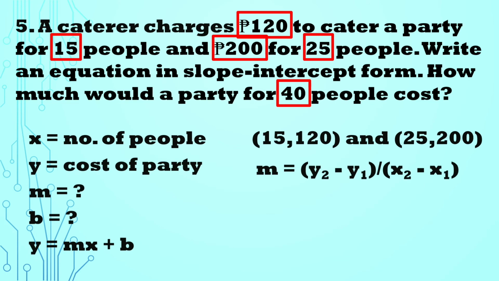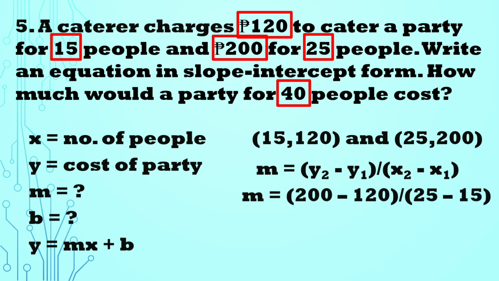So, para mahanap natin si slope, which is y sub 2 minus y sub 1 over x sub 2 minus x sub 1. So, pasensya na kung ating formula ay naka-horizontal. Kasi pagka naka-vertical, ang hirap i-type eh. So, okay na yan. So, palitan natin yung ating formula gamit yung ating mga coordinates. So, ang ating y sub 2 ay 200 at ang ating y sub 1 ay 120. Ang x sub 2 natin ay 25 at ang x sub 1 natin ay 15. So, we have 200 minus 120 over 25 minus 15.